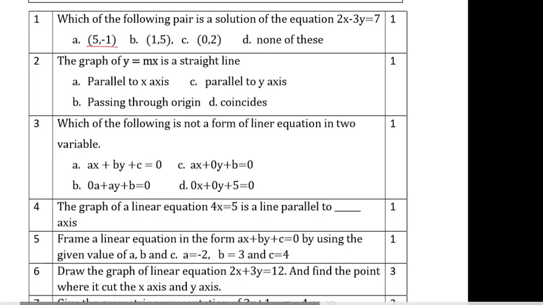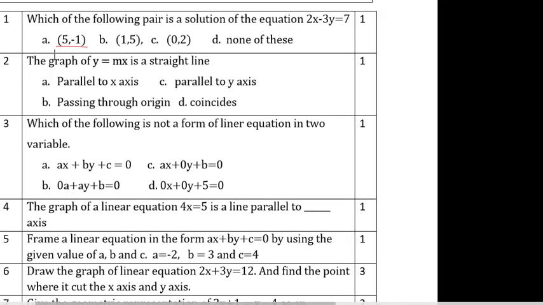So here, if you see, if I put 5 in place of x, I will get 10, and minus 3 into minus 1 becomes plus 3. So 10 plus 3 is 13. So this 5 comma minus 1 is not a solution. Then we check with 1 comma 5.